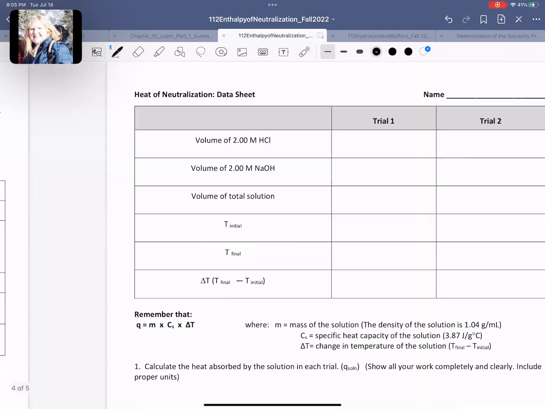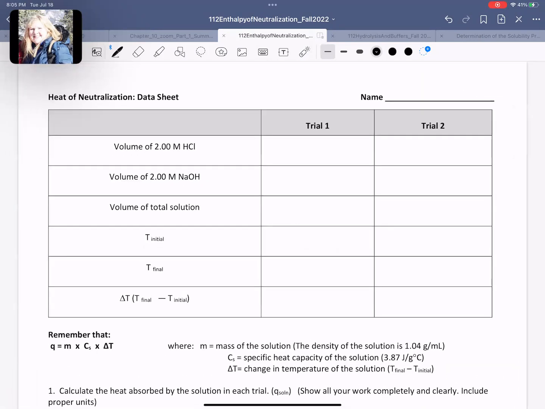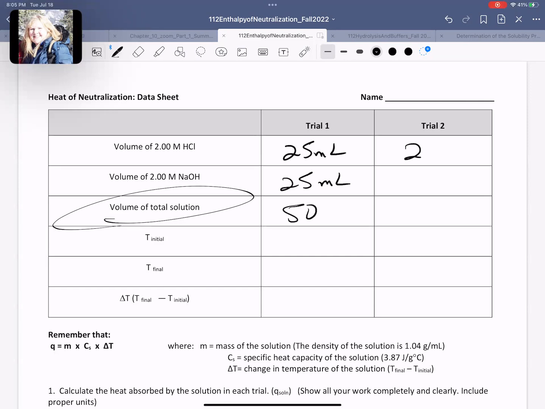So what are we going to do? Well, if we go to our data, remember that this is going to be 25 mils. Our total volume here is going to be 50 mils. When we do this, we're going to use the mass. Please remember, if we're going to go from our volume to our mass, we're going to need the density. T initial is going to be the room temperature of our acid and base. Just average them together if they're different. T final is what you're going to measure after the reaction has maximized its temperature, and our delta T is going to be the difference.